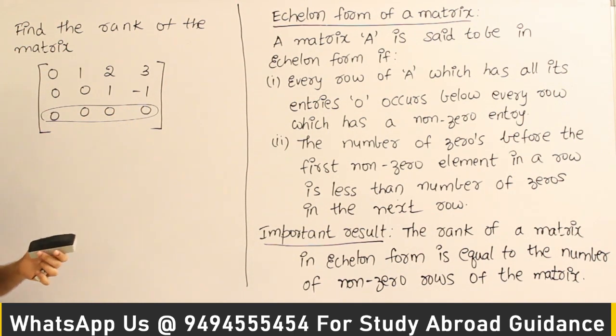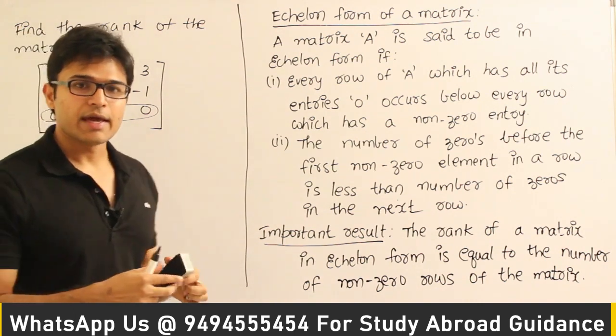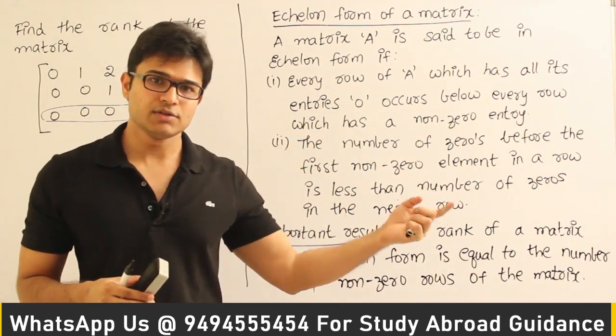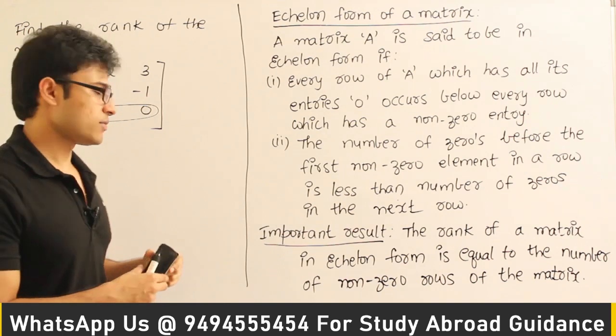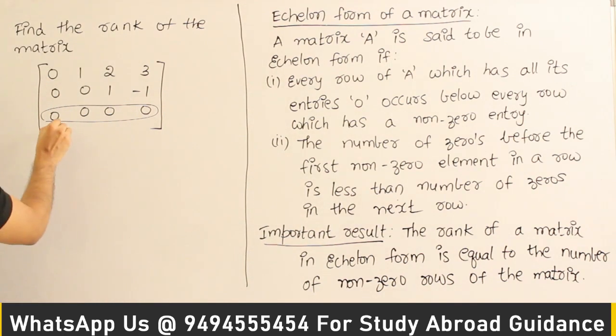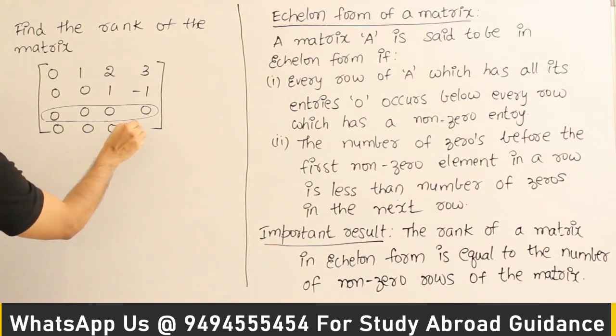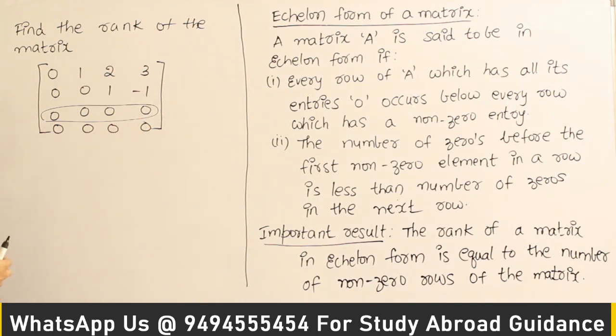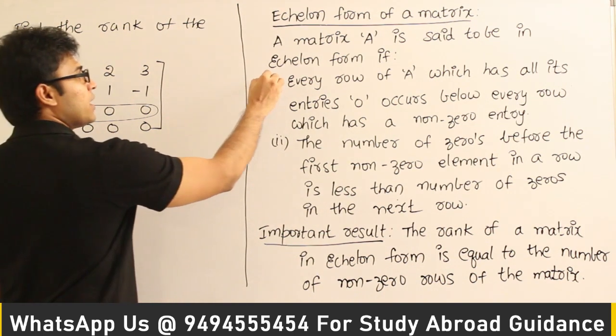However many rows you have, don't worry about it. Every row which has completely zeros should always be at the bottom. That is what they are saying. Even if you have one more row which has all zeros, that should be at the bottom. So these two rows cannot be anywhere in the beginning. They have to be definitely at the bottom. That is the first rule, right?